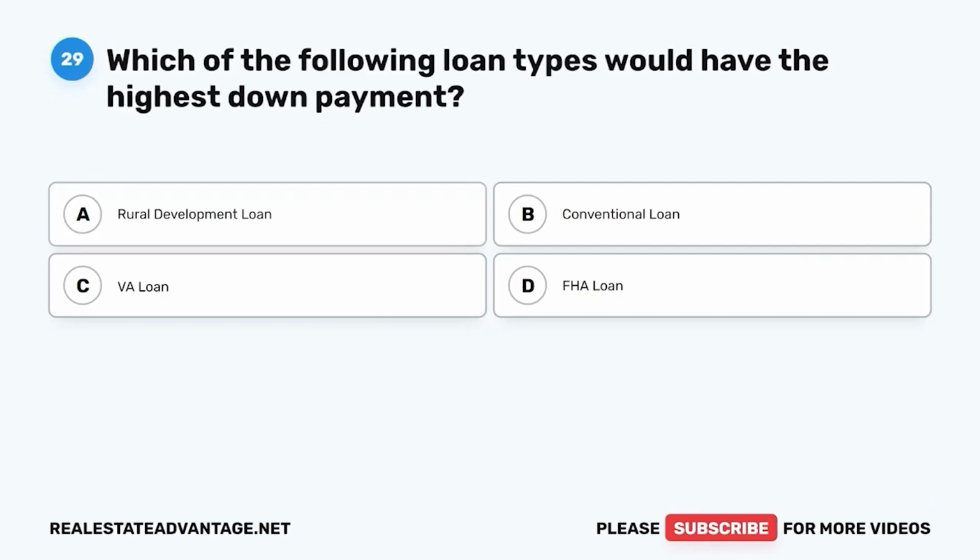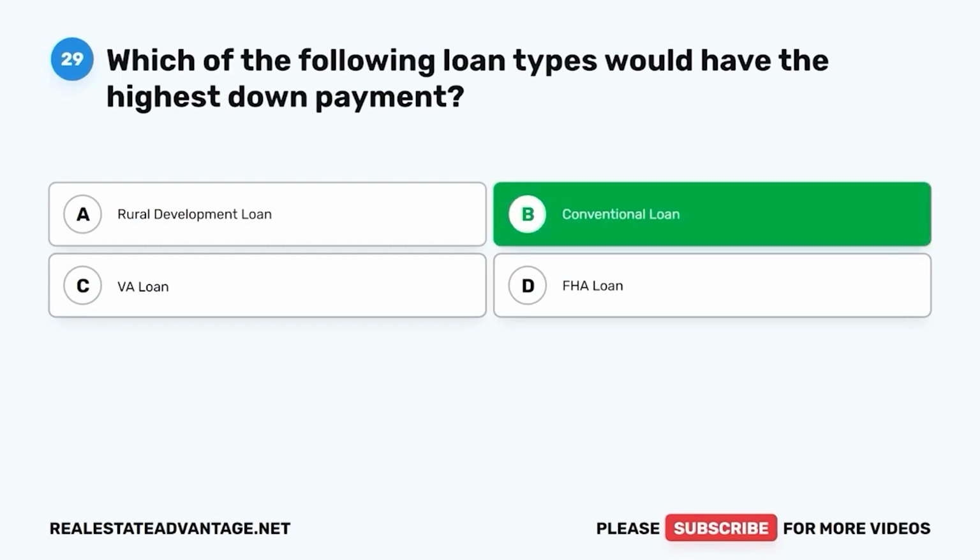Question 29. Which of the following loan types would have the highest down payment? A. Rural Development Loan. B. Conventional Loan. C. VA Loan. D. FHA Loan. The correct answer is B.